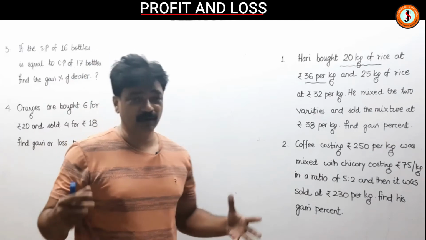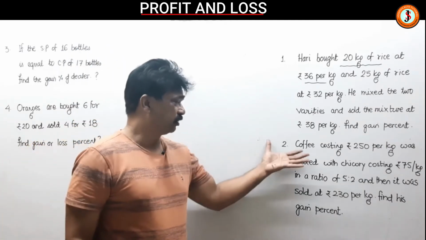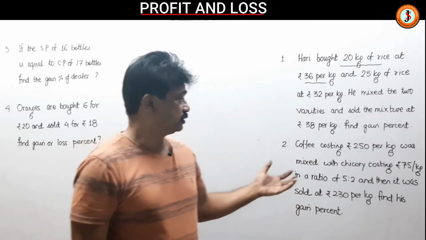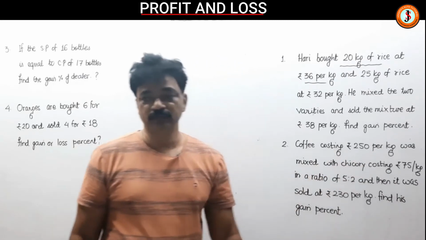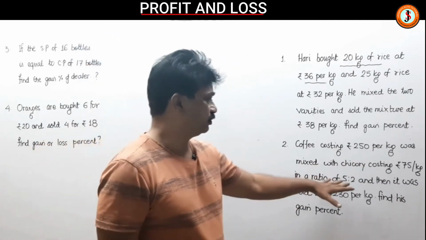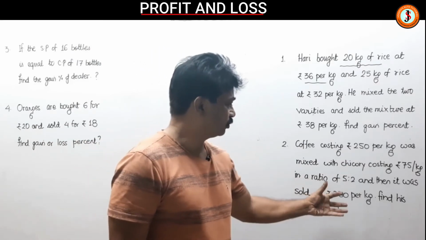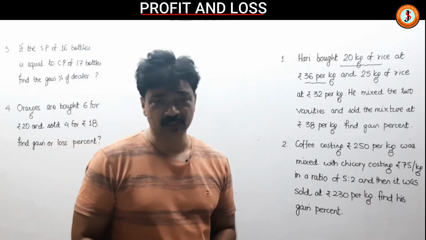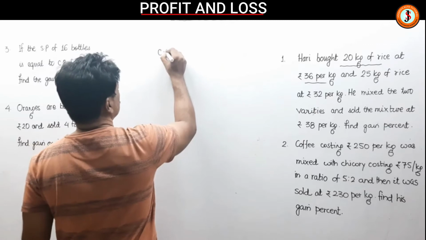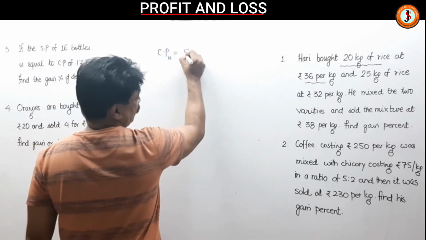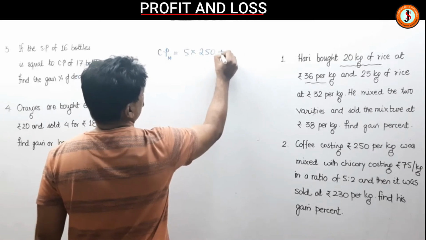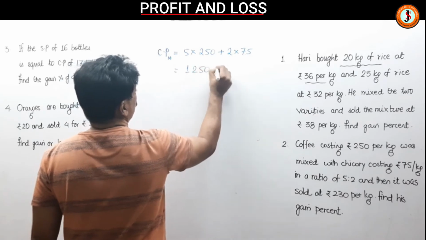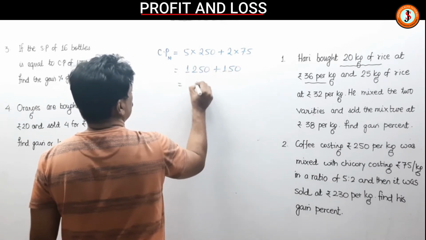So here a clever shopkeeper, he brings coffee at rupees 250 per kg, and he mixes it with chicory, costing rupees 75 per kg, in the ratio 5:2, and then he sells the mixture at rupees 230 per kg. Let us keep it simple. Suppose he bought 5:2, that means 7 kg. So net CP of 7 kg will be 5 kg of coffee at 250 plus 2 kg of chicory at 75. So this is 1250 plus 150, equal to rupees 1400.